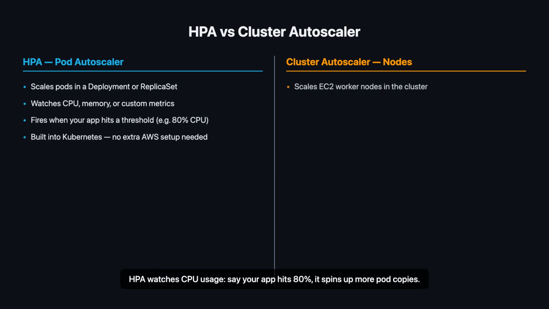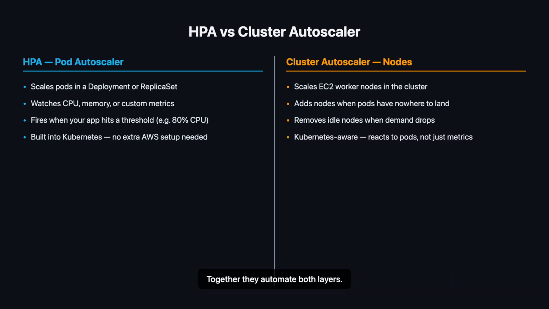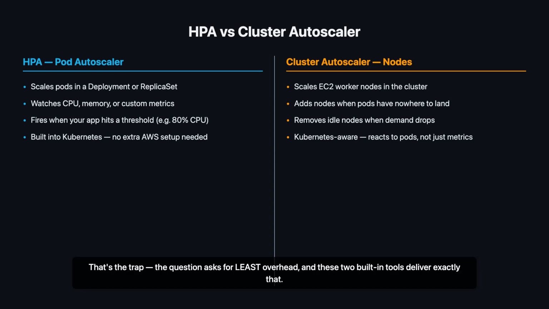HPA watches CPU usage. Say your app hits 80%, it spins up more pod copies. Cluster Autoscaler then sees pending pods with nowhere to land and provisions a new node. Together, they automate both layers. Options A, D, and D all need manual steps or custom code. That's the trap. The question asks for least overhead, and these 2 built-in tools deliver exactly that.